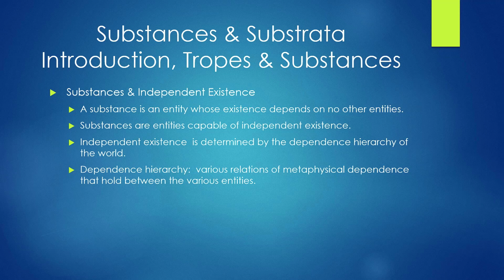So the independent existence of things is determined by what I call the dependence hierarchy of the world. What is this dependence hierarchy? Well, these would be various relations of metaphysical dependence that hold between the various entities in terms of what depends on what.